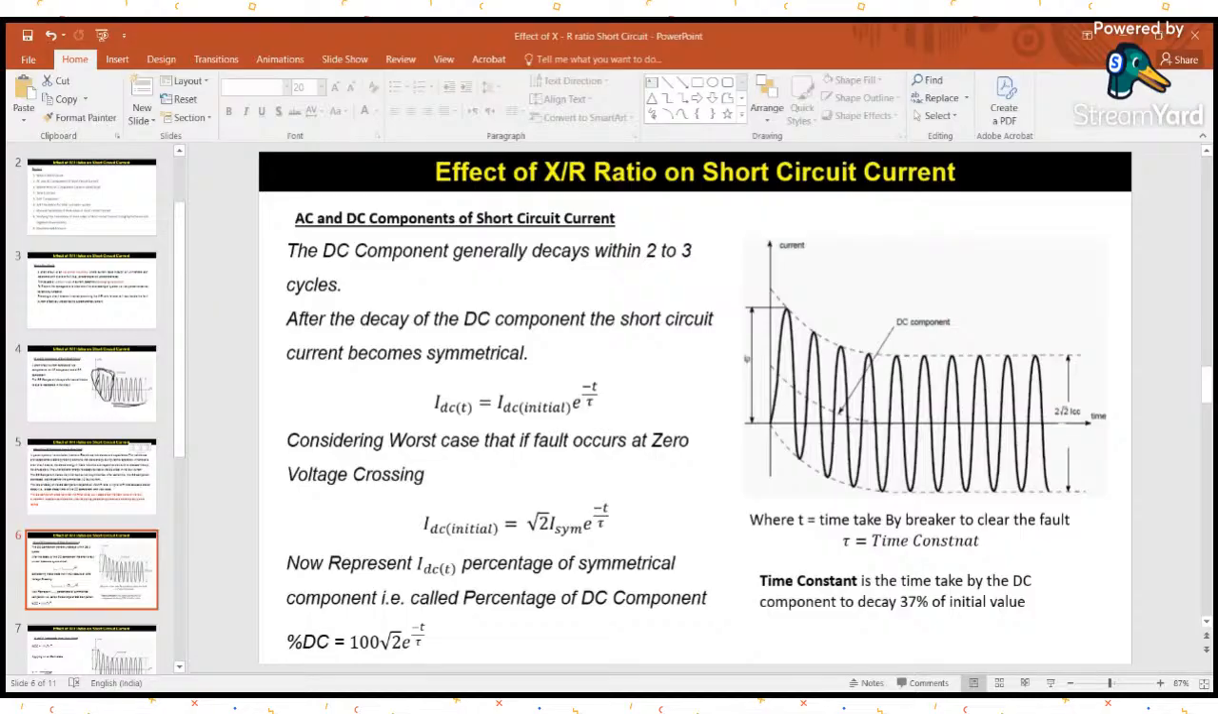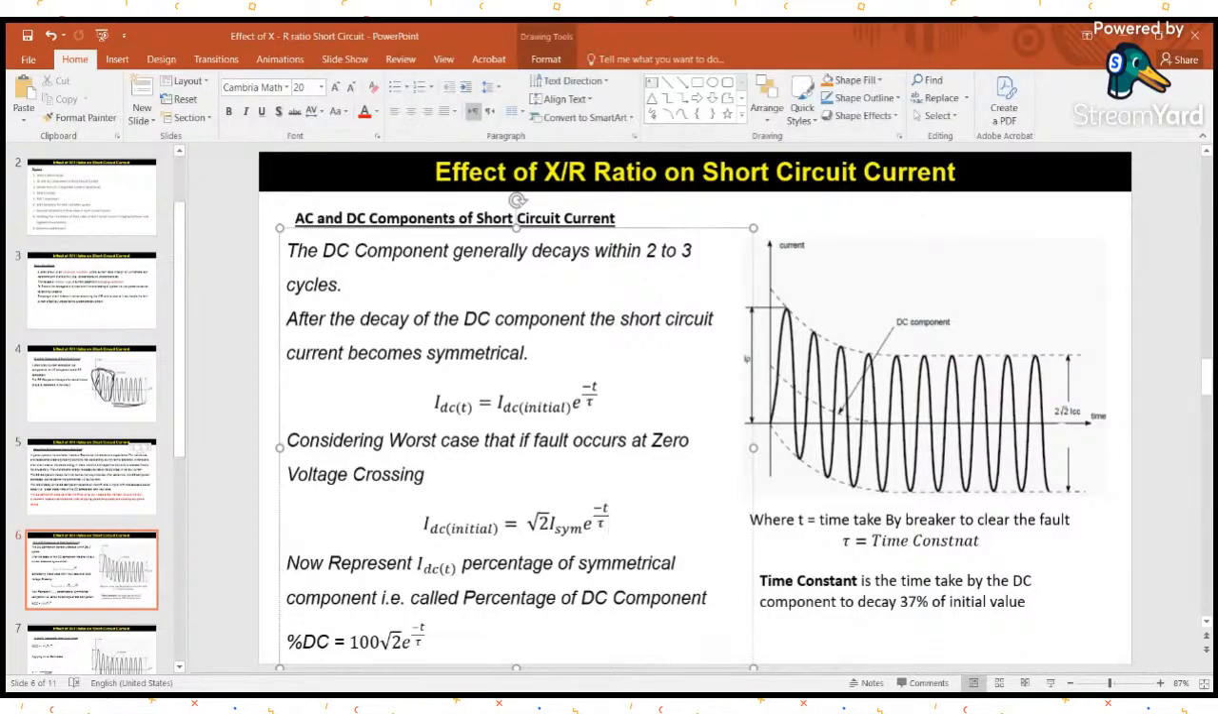So I_DC at time t equals root 2 I symmetrical e raised to the power minus t by tau. I_DC initial here is the peak value. Peak value is when, at zero voltage crossing, our current will be maximum. I_sym is the symmetrical RMS value. When we multiply the RMS value with root 2, we get the peak value.